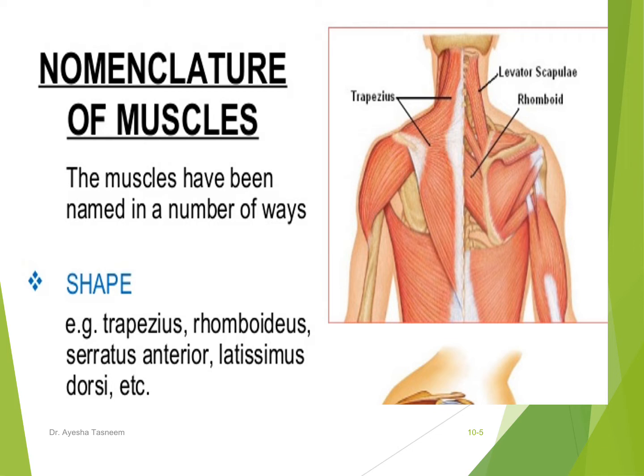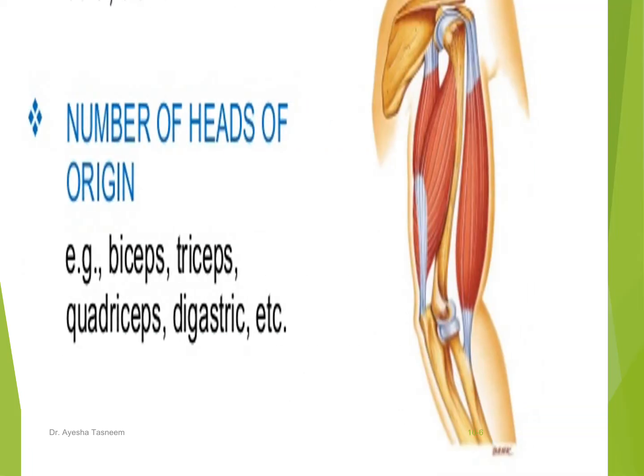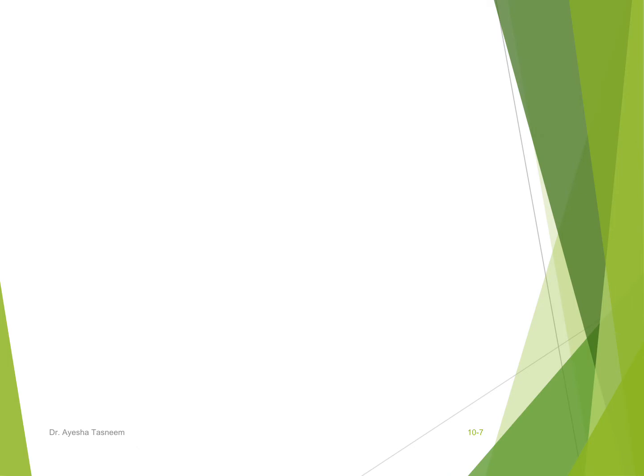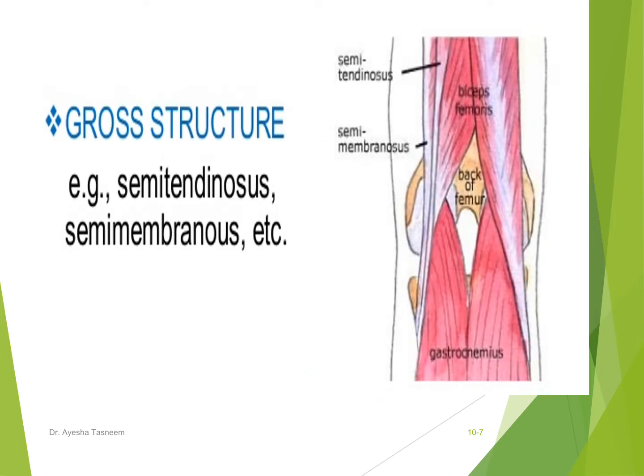The muscles can be named because of their shape, like trapezius, trapezium, rhomboides, serratus anterior, latissimus dorsi. Sometimes the muscles are named due to the number of heads of origin, like biceps, triceps, digastric, and quadriceps. Muscles can be named due to their gross structure, like semitendinosus and semimembranosus.